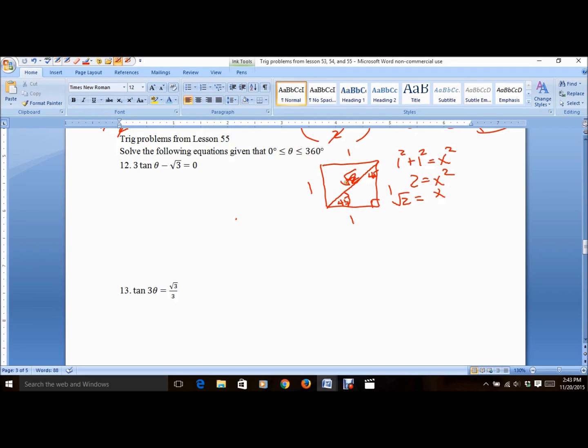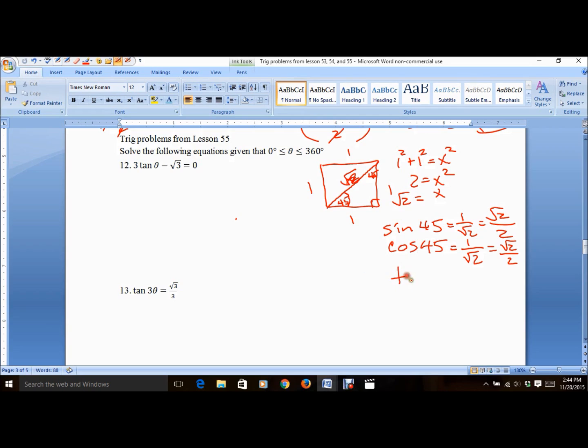Sine is opposite over hypotenuse, so sine 45 is 1 over the square root of 2, which is square root of 2 over 2 if you rationalize it. And then cosine 45, adjacent over hypotenuse, so adjacent over square root of 2, 1 over square root of 2. So that's still square root of 2 over 2. So in the 45, 45, 90 triangle, sine and cosine have the same value, but it depends on what quadrant you're in as far as what their signs are going to be.